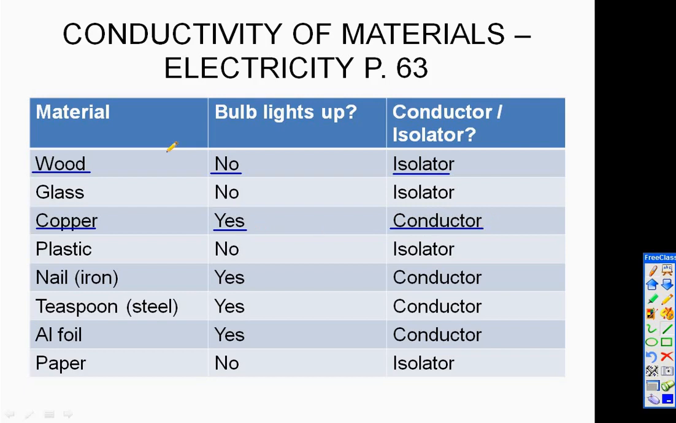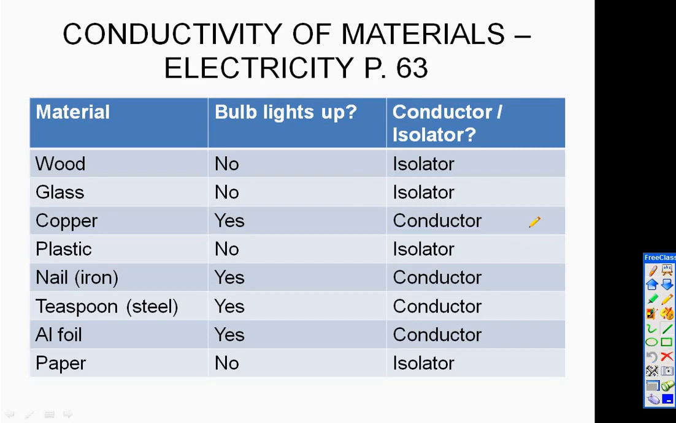So you will see right through here that all non-metals did not light up the light bulb, but the metals did. That is why we can make the conclusion out of this experiment that all metals are conductors of electricity, but all non-metals are insulators of electricity.